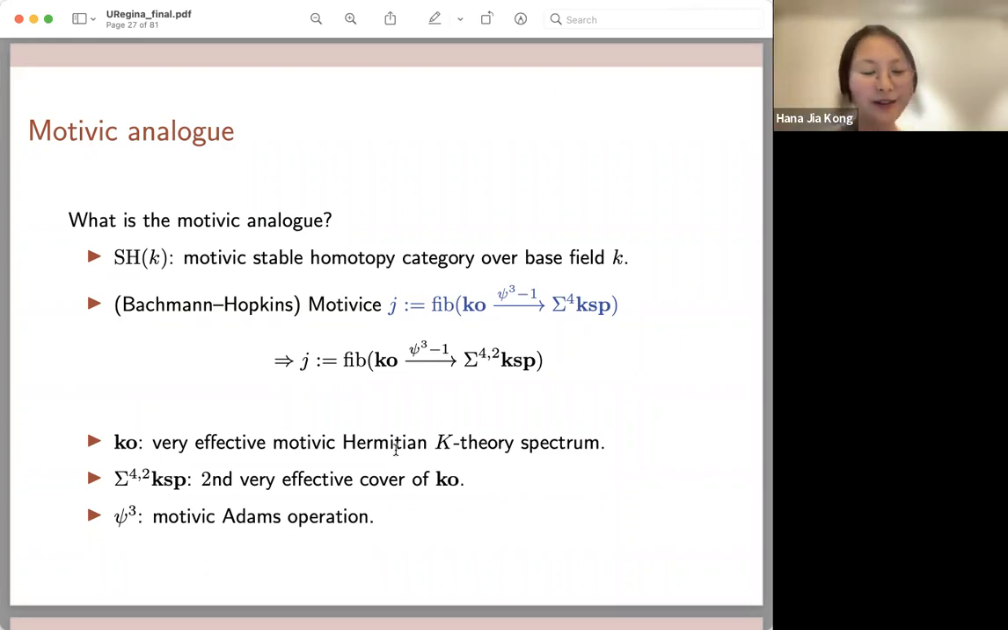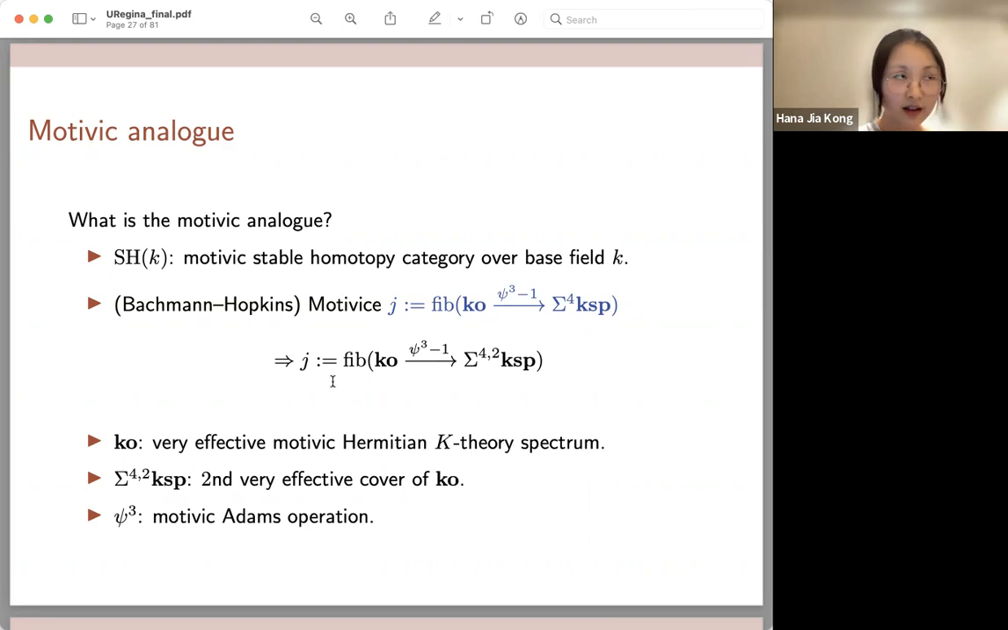Okay. So I'm not going to talk in my talk about the definition of very effective cover. The only thing I use is that they are used to define this motivic KO and KSP, and they should be thought of as the motivic analog of taking the connective cover here. Okay, so that's a definition.